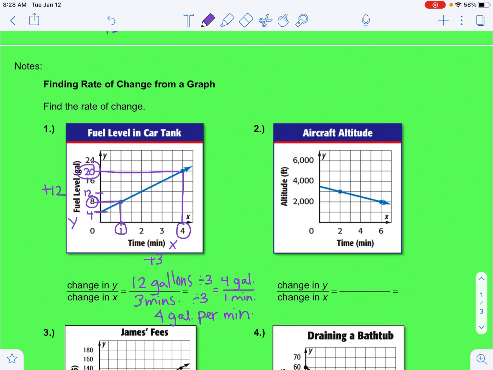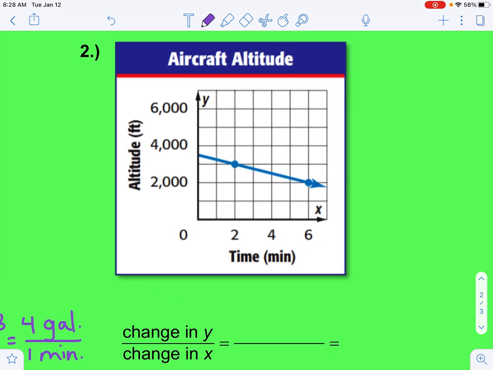Alright, number 2, we are talking about aircraft altitude. Our x is the time in minutes, and our y is our altitude in feet. So we want to find our change in y, so we're looking at our altitude. Alright, starting from 0, we're just following our graph. Our first dot is right here, and that is at 3,000. And then our second dot is at 2,000.